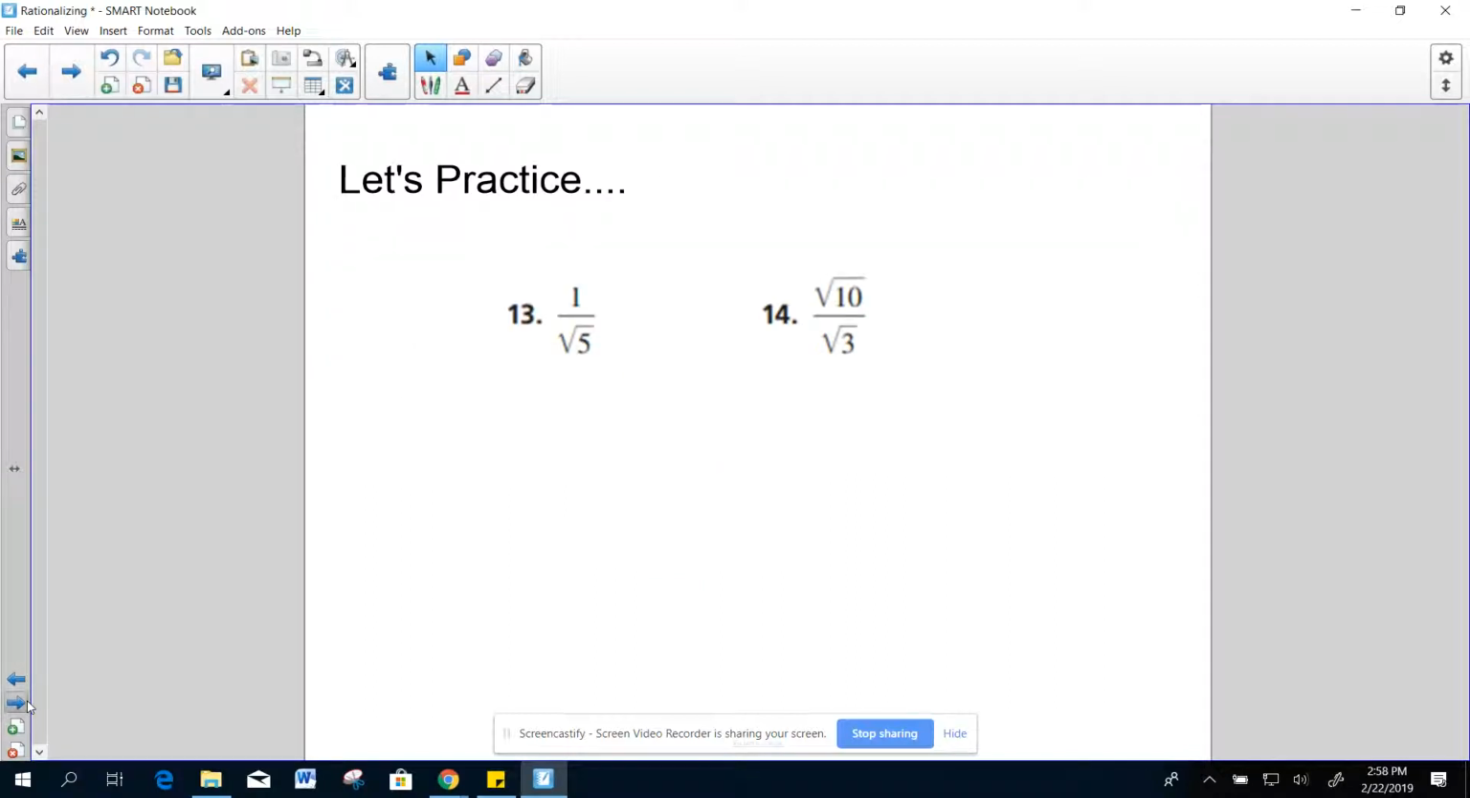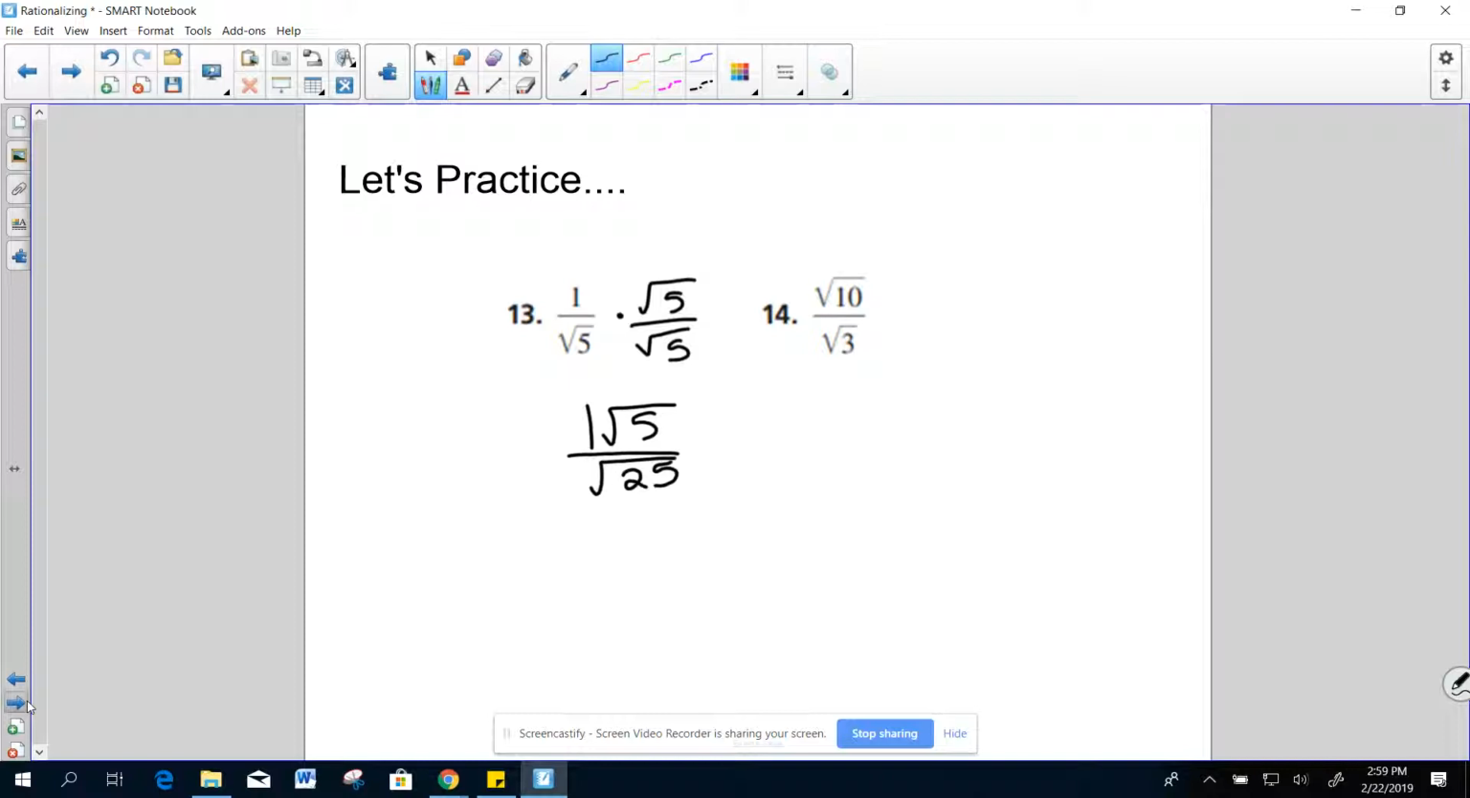So let's practice. If I have 1 over rad 5 and I would like to rationalize it, I would multiply by the square root of 5 over the square root of 5. Multiplying across the top like I would do with fractions, I would have 1 rad 5, and I would have that over rad 25. Remember, the reason we're multiplying is to get rid of the radical in the bottom. Now I have a nice number in my denominator, and it just becomes 5. That would be my final answer.